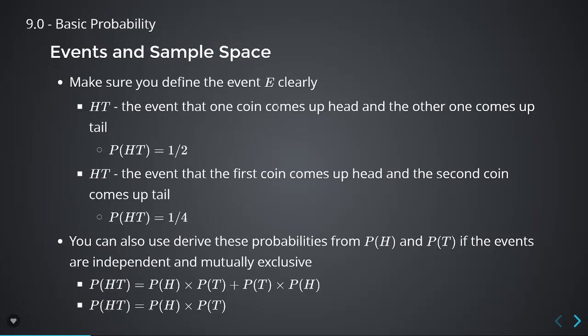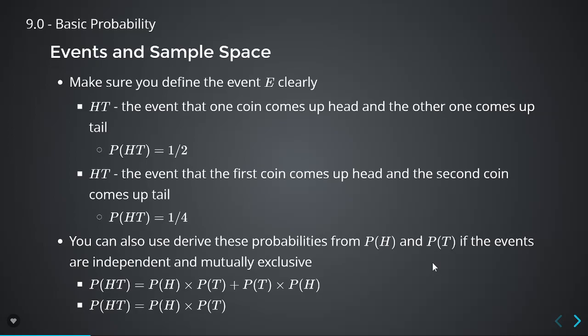So be careful with subtleties like this when you handle problems related to probabilities. Always make sure that you're clear on what the sample space is. Now, you can also work out the probabilities using the probabilities of a single coin flip, so P(H) and P(T) here. You can do this if the events are independent and mutually exclusive.